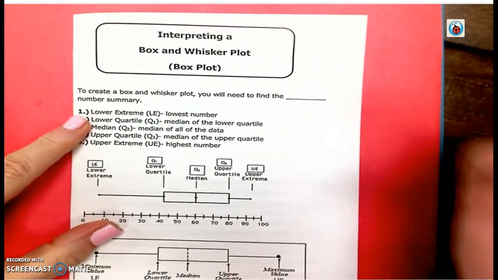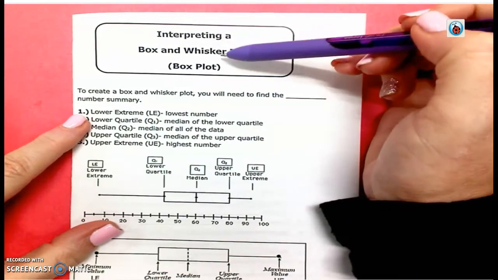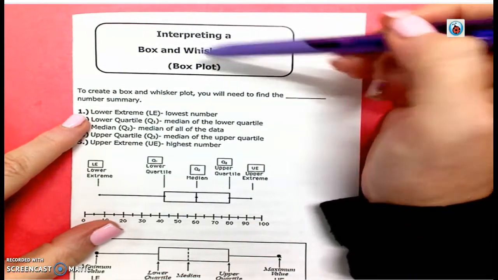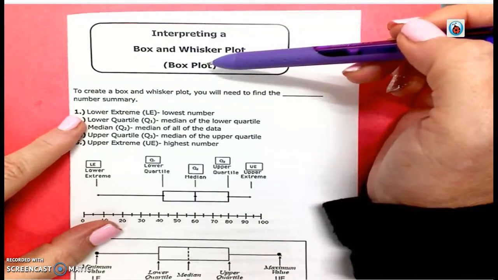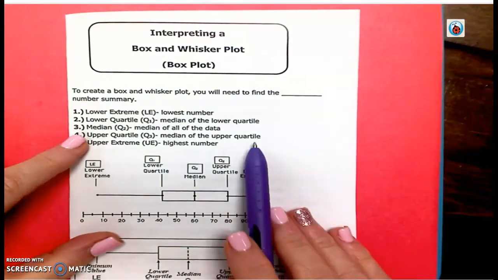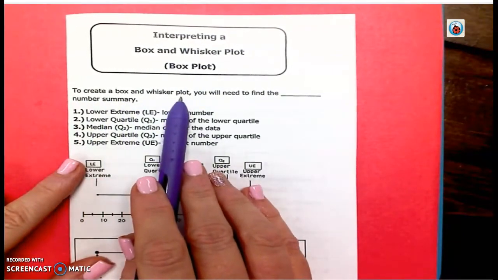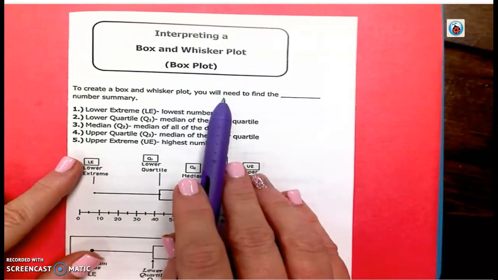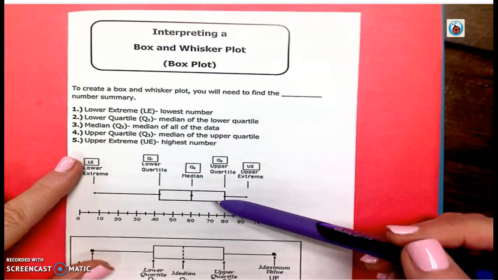Okay, let's look at your notes on interpreting a box and whisker plot. This is also called a box plot, so if you hear either one of these, it's referring to the same thing. We'll create a box and whisker plot next, but in order to do that, you're going to need to first interpret what these things mean.